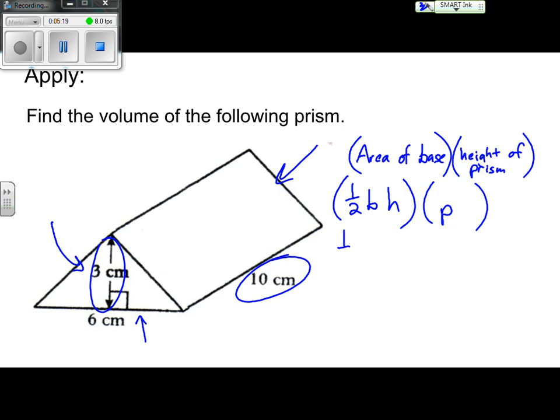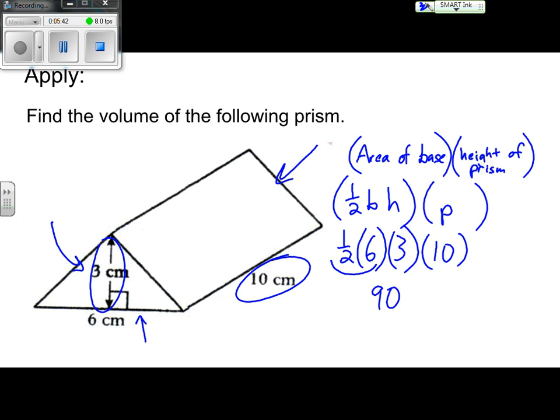So we have 1/2. The base of our triangle, again, is 6. The height of our triangle is 3. And then the height of our prism is 10. Now we can multiply all these together. When we multiply 1/2 times 6, well, 1/2 of 6 is 3. And then 3 times that other 3 gives us 9. And 9 times the 10 gives us 90.